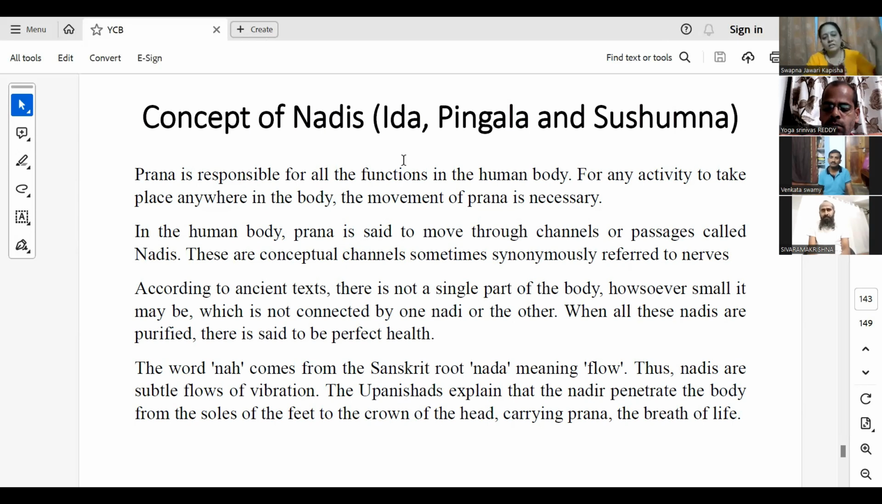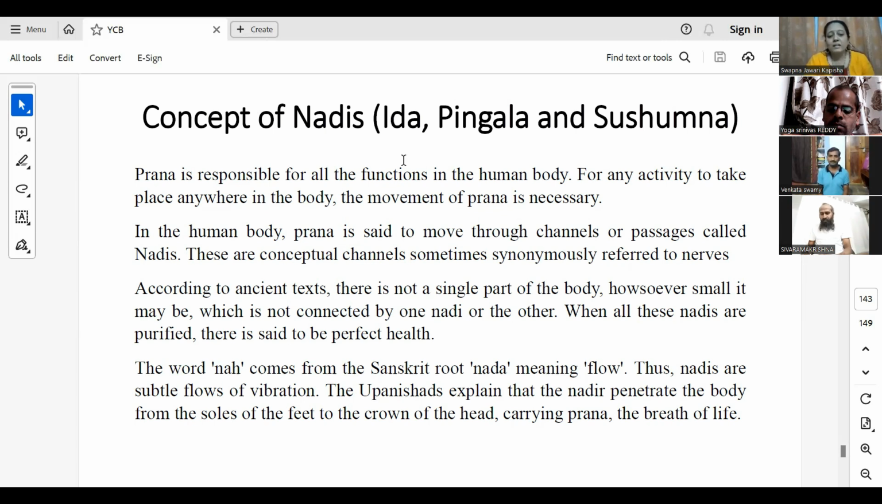Nadis only. Chakras, what we call frequency of energy, pranic energy, all this pranic energy is flowing through nadis, right? So our body has so many nadis. A nadi is nothing but a channel which transfers energy. So the prana, which is responsible for all the functions in the human body, is transferred from the bottom of our body to the top, or to each and every part, with the help of the nadis.